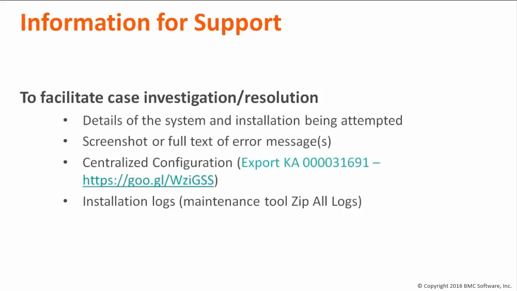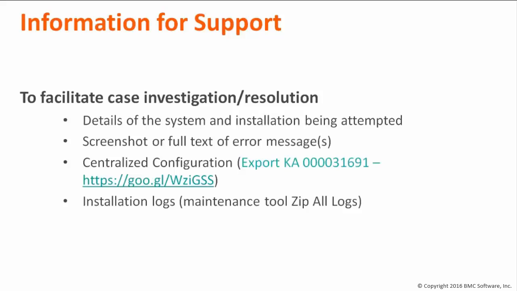This would include information such as the versions of the platform, database, and the current applications. If you're getting a specific error, screenshots or the full text of those error messages are very helpful. And if the server is already up and running, an export of the data from the centralized config form could also be helpful for support.